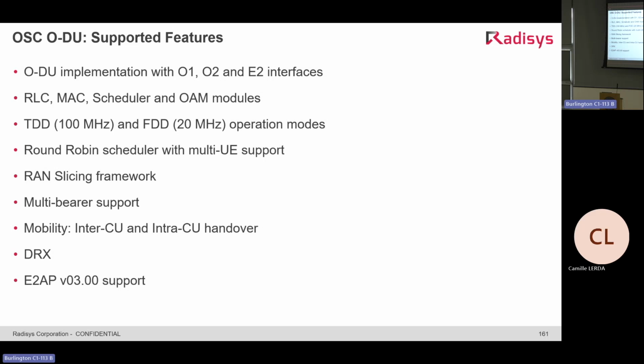And this still needs to be tested end-to-end in a lab. The scheduler framework also includes support for the RAN slicing framework, so that when you introduce the concept of slicing right from your CU to DU, we'll be able to support that in the scheduling with the flavor of slice as well. And all other standard 3GPP features like multi-bearer support, mobility of inter-CU, intra-CU handovers, and DRX and other features are there.